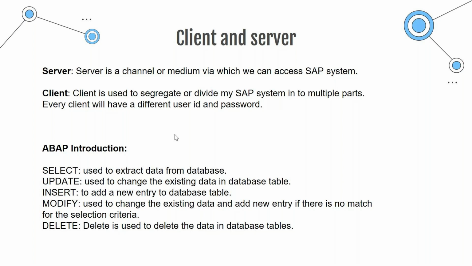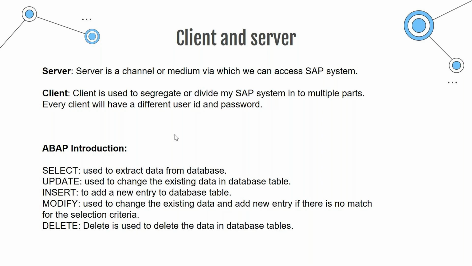Then we have update. Update means change the existing thing. Whatever is there now, I want to change it. That is called update. So the update statement is used to change the existing data in a database table. Simple. Then we have insert. Insert means adding. So the insert statement is used to add a new entry into a database table.